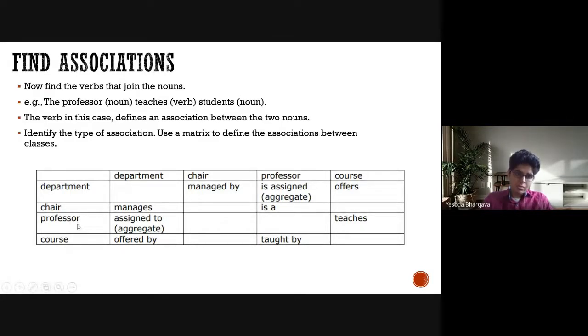In the third row, you can see that a professor is assigned to a department and the professor teaches the course. Now, why do you think this particular cell is empty between professor and chair? Or you could have written something else here. So what is the relationship between professor and chair?